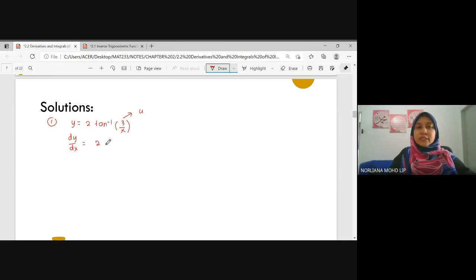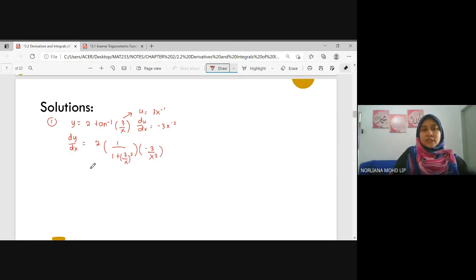we use formula number 3, 1 over 1 plus u square. So 1 plus u square, where u is 3 over x, gives 1 plus 3 over x all squared. And then we multiply with du over dx. We differentiate this function u equal to 3x negative 1. So du over dx equals negative 3x negative 2, so we get negative 3 over x square.